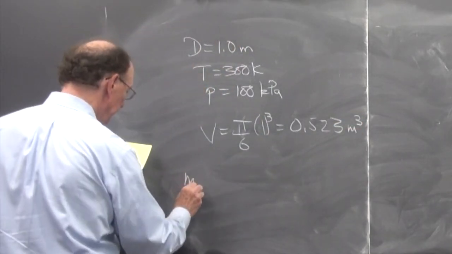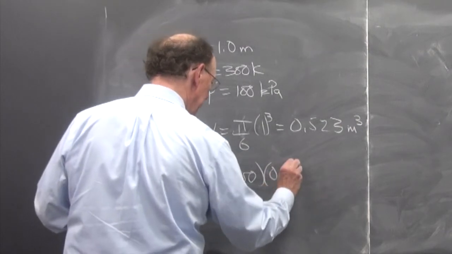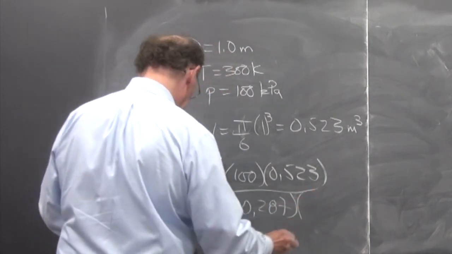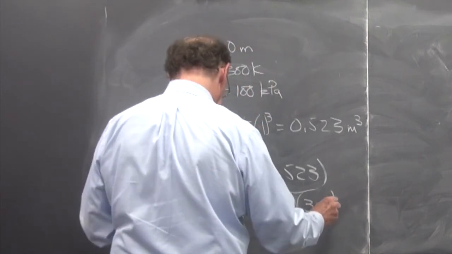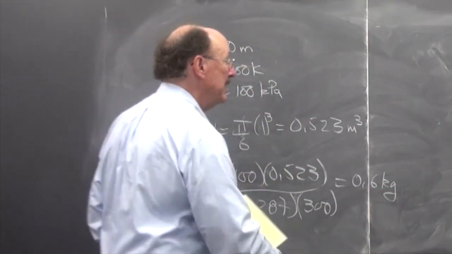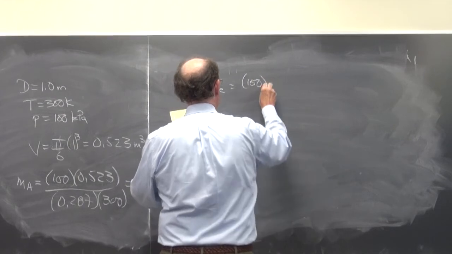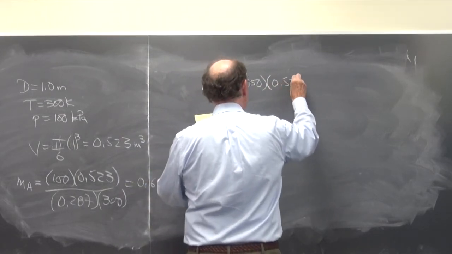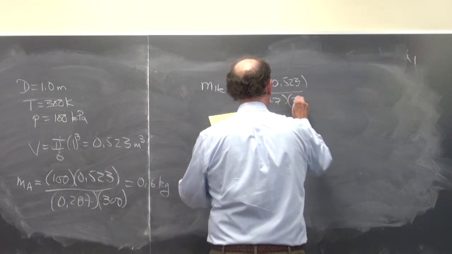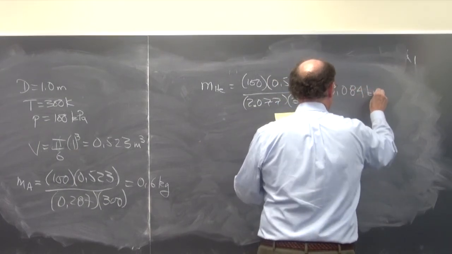The mass of air is equal to 100 times 0.523 divided by 0.287 times 300, and it's 0.6 kilograms. And I'm going to do the same thing for helium. I'll find the mass of helium. The mass of helium is 100 kPa times the same volume, 0.523, divided by 2.077 times 300. And this is going to be 0.084 kilograms, much less mass.